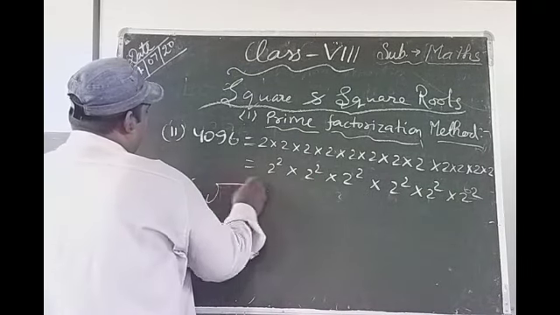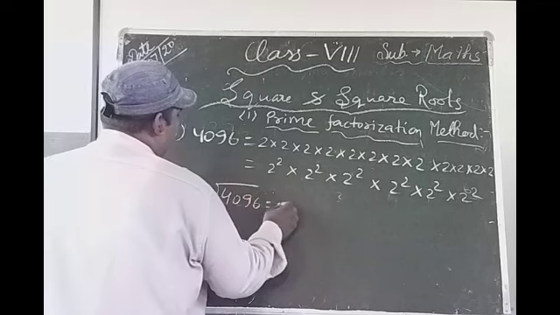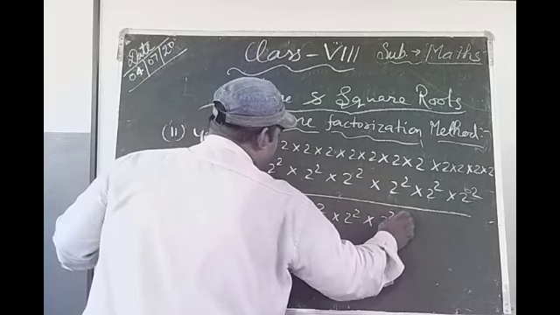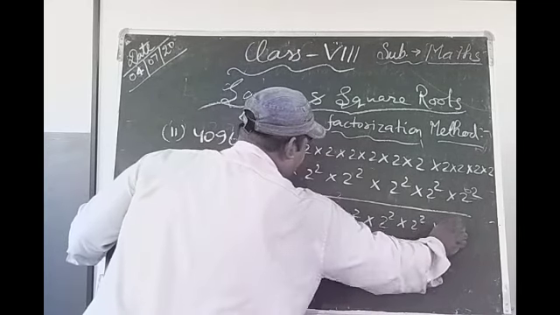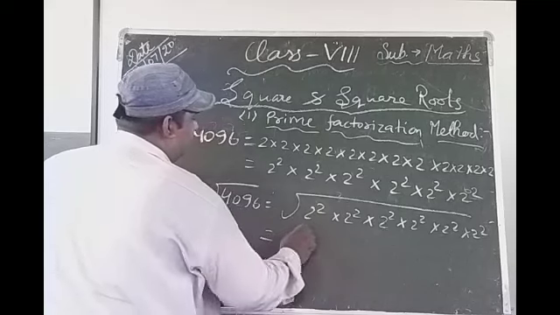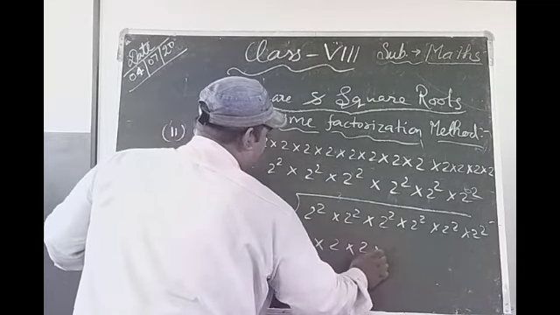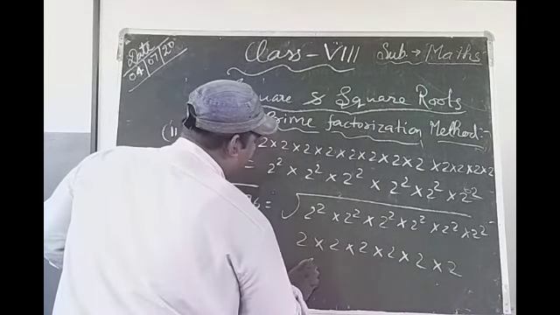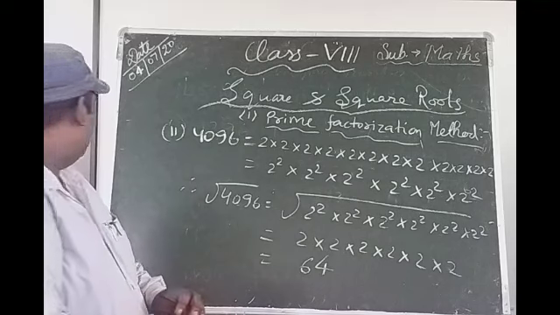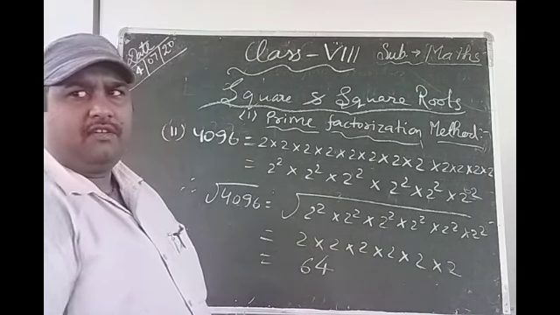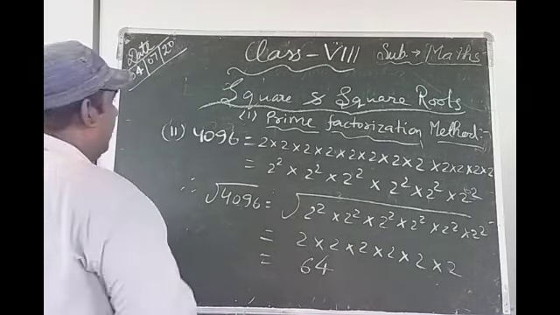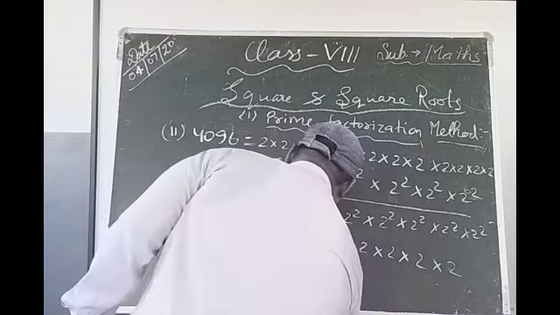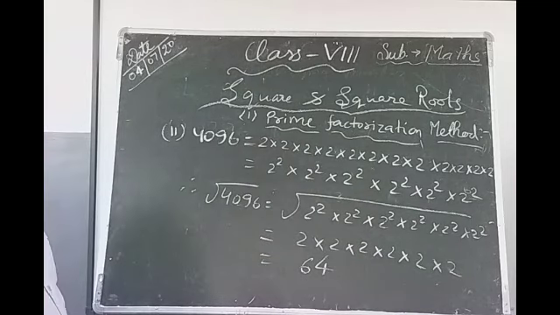Therefore we can write root under 4096 is equal to, you will apply the rule to find it. Finally we have got our answer, that is 64. How much have we got? 64. That is our answer. So by applying the prime factorization method we can easily find the square root of a given square number.